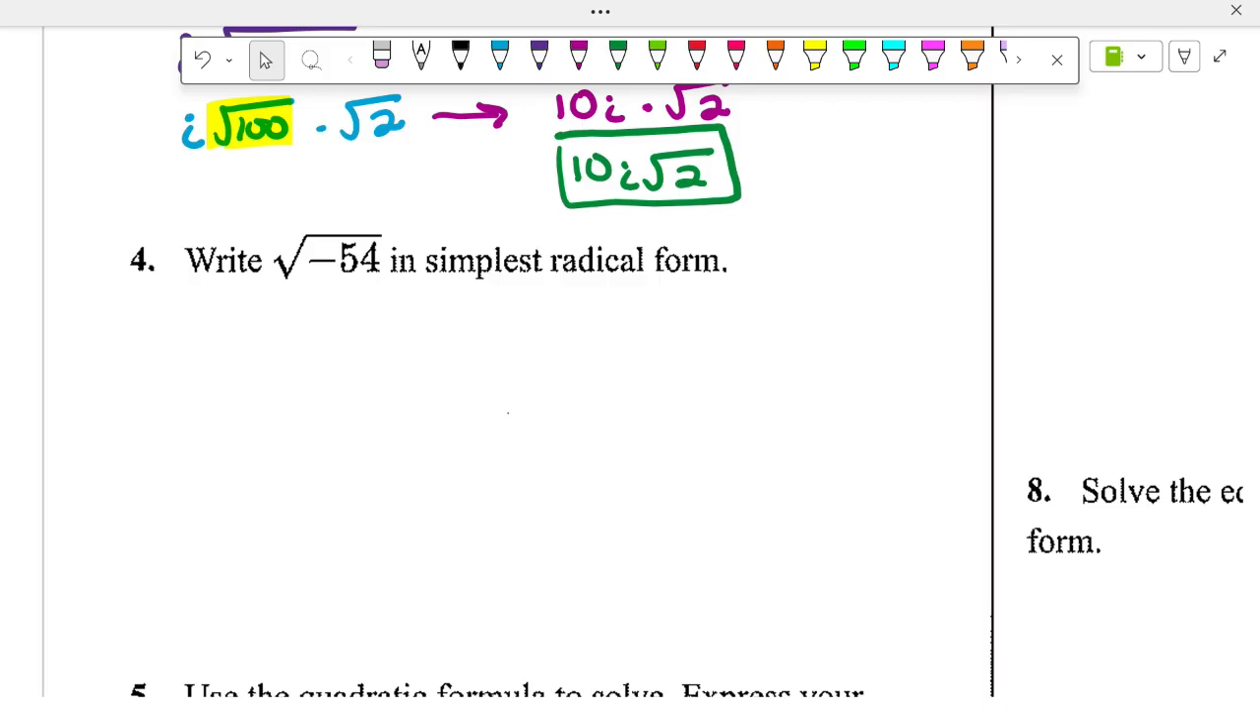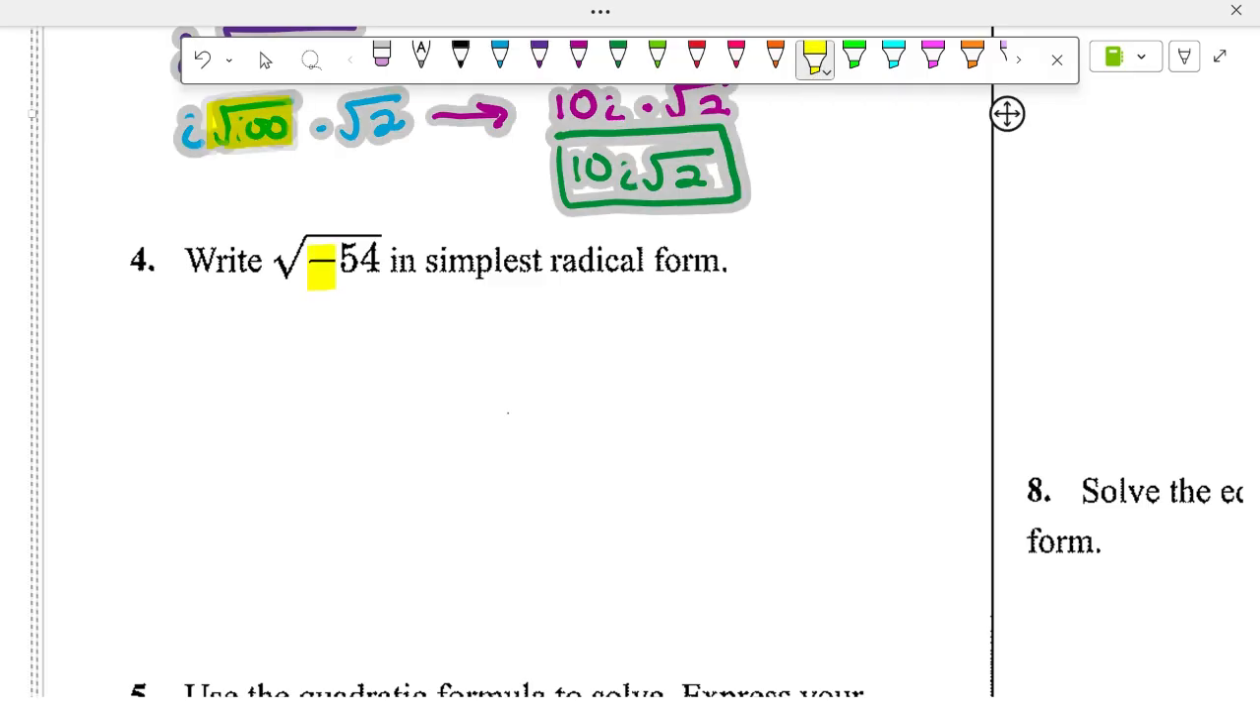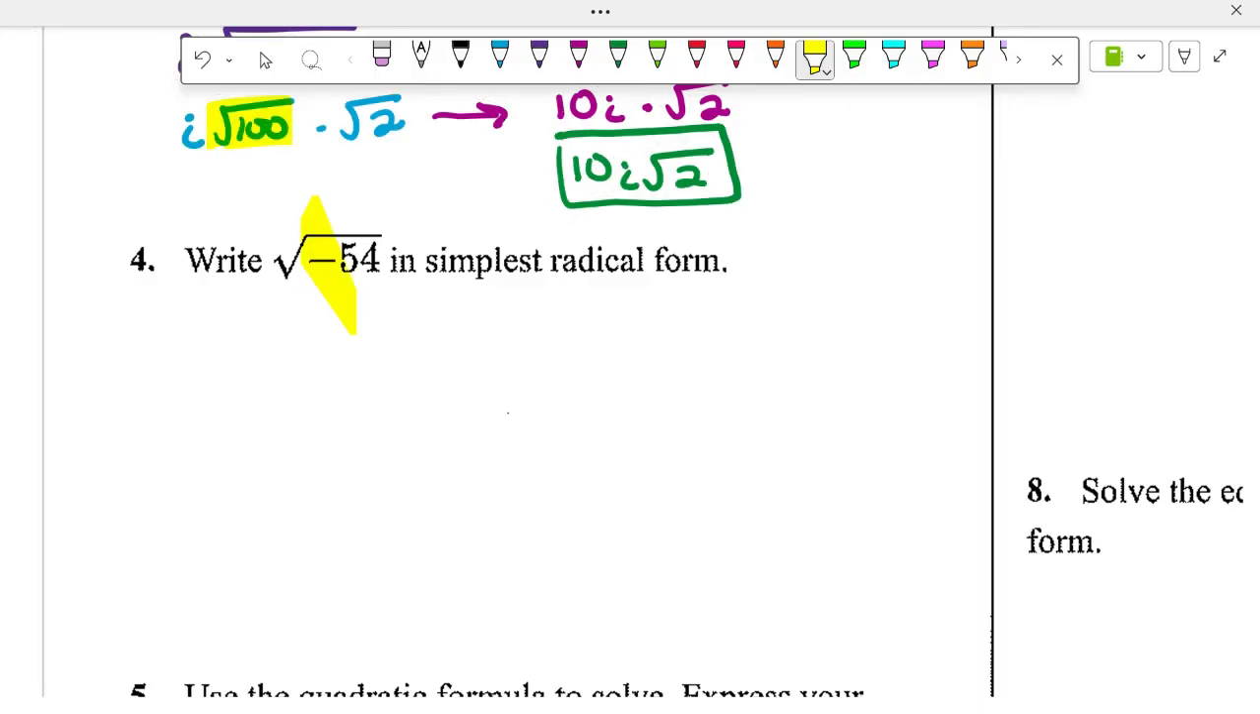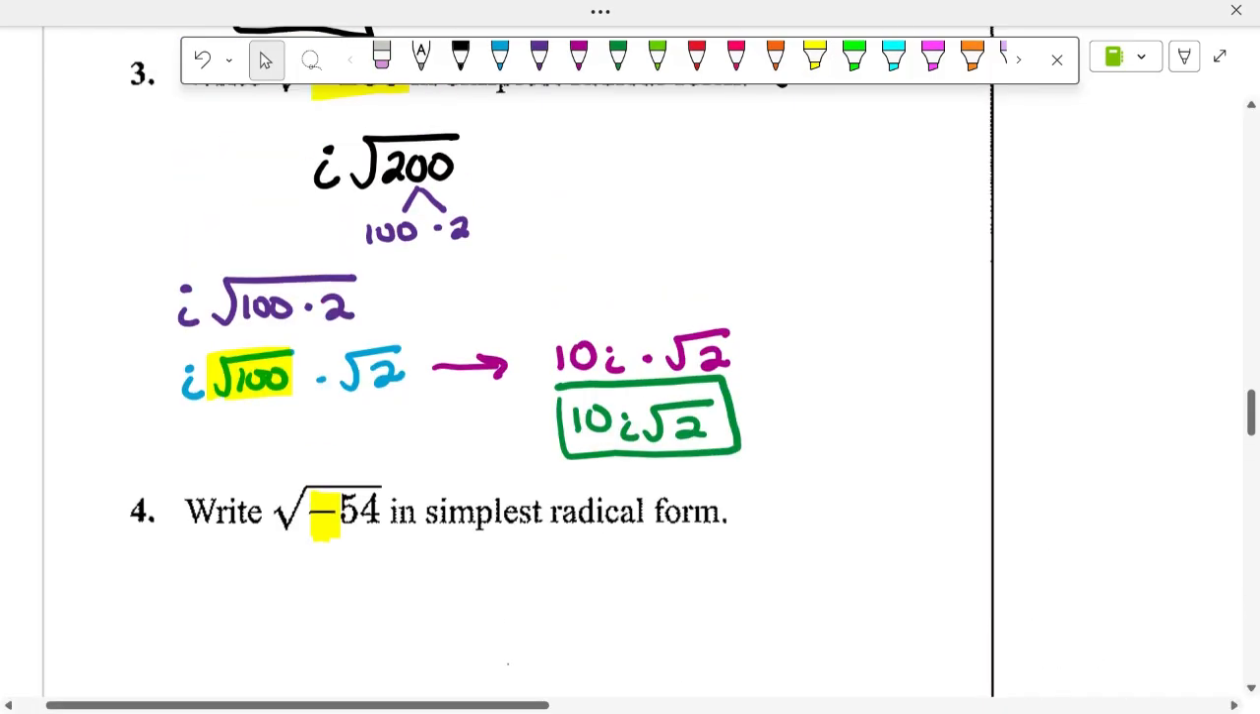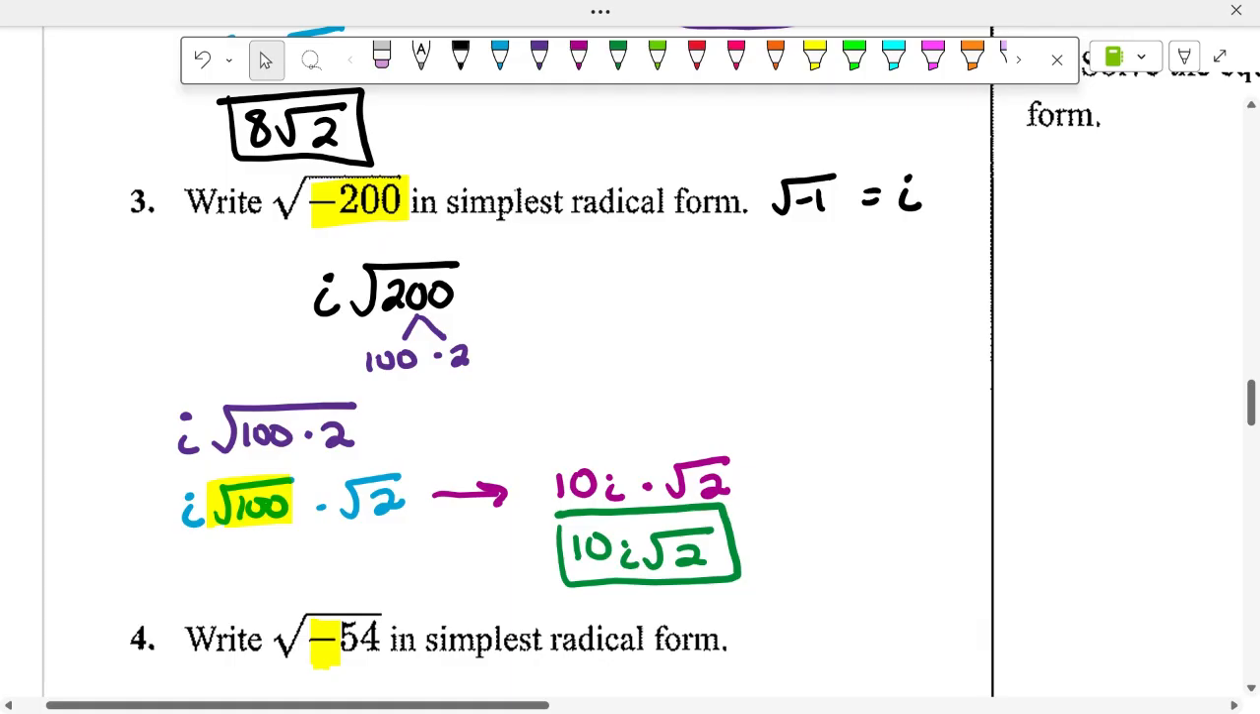All right, so let's start with Davis. What's my first step for evaluating this? All right, so when I break it down, before I even do that, what should I do? I need to take care of this negative first. So what do I need to do first? What did I do up here with the negative?